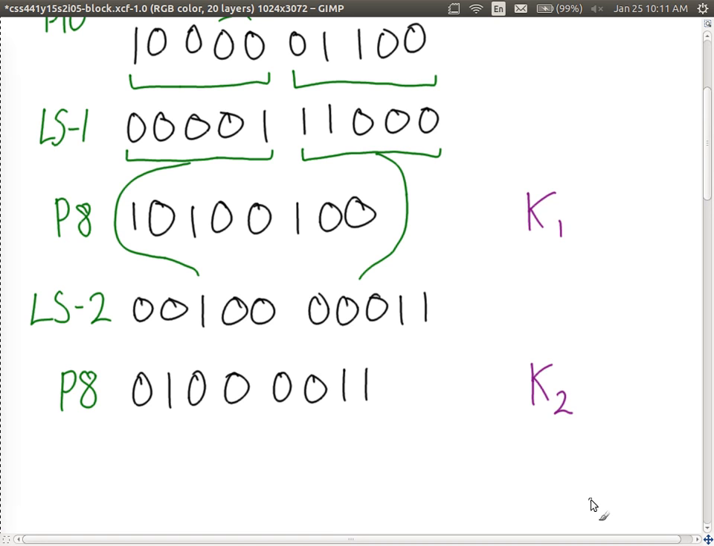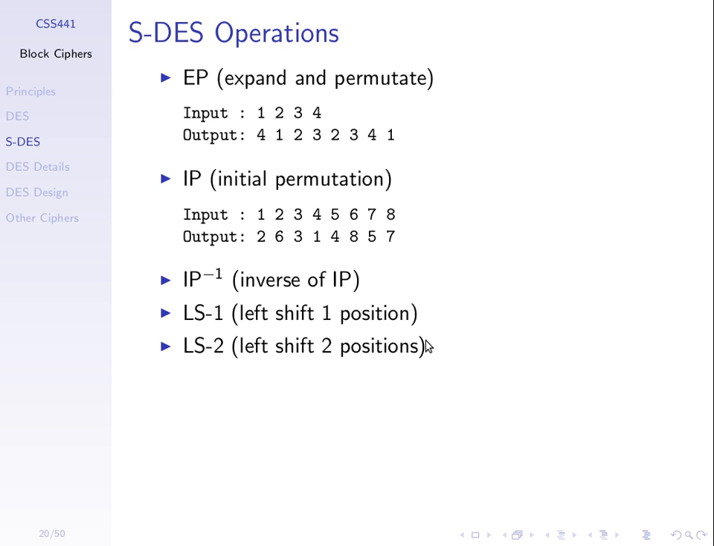We're going to use K1 and K2 in the encryption, and they are used also in the decryption. So if you receive ciphertext and you need to decrypt, if you have the same key, you'll generate the same two subkeys, K1 and K2. So we use them together. Let's do an encryption using our plain text from the example, and have a look at the encryption algorithm.